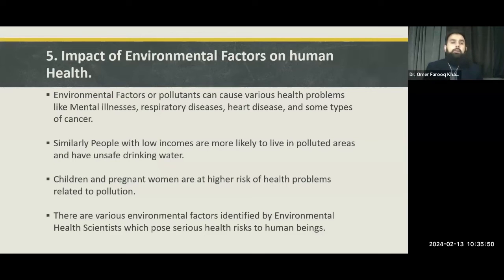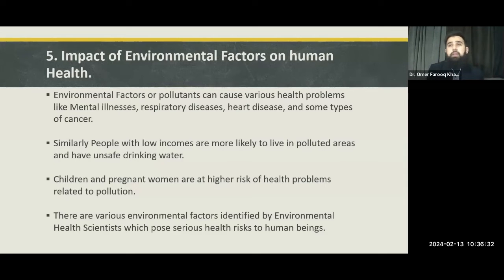Any factor or pollutant which is present in our environment, in the man-made environment, and is causing health problems, needs to be studied. It needs to be focused upon. It may be causing mental illnesses only. It may not be causing any kind of physical illness. It may be damaging the mental health of our patients only. It may only be damaging respiratory health, or it may only be causing heart diseases. And it may even be causing some types of cancer as well.